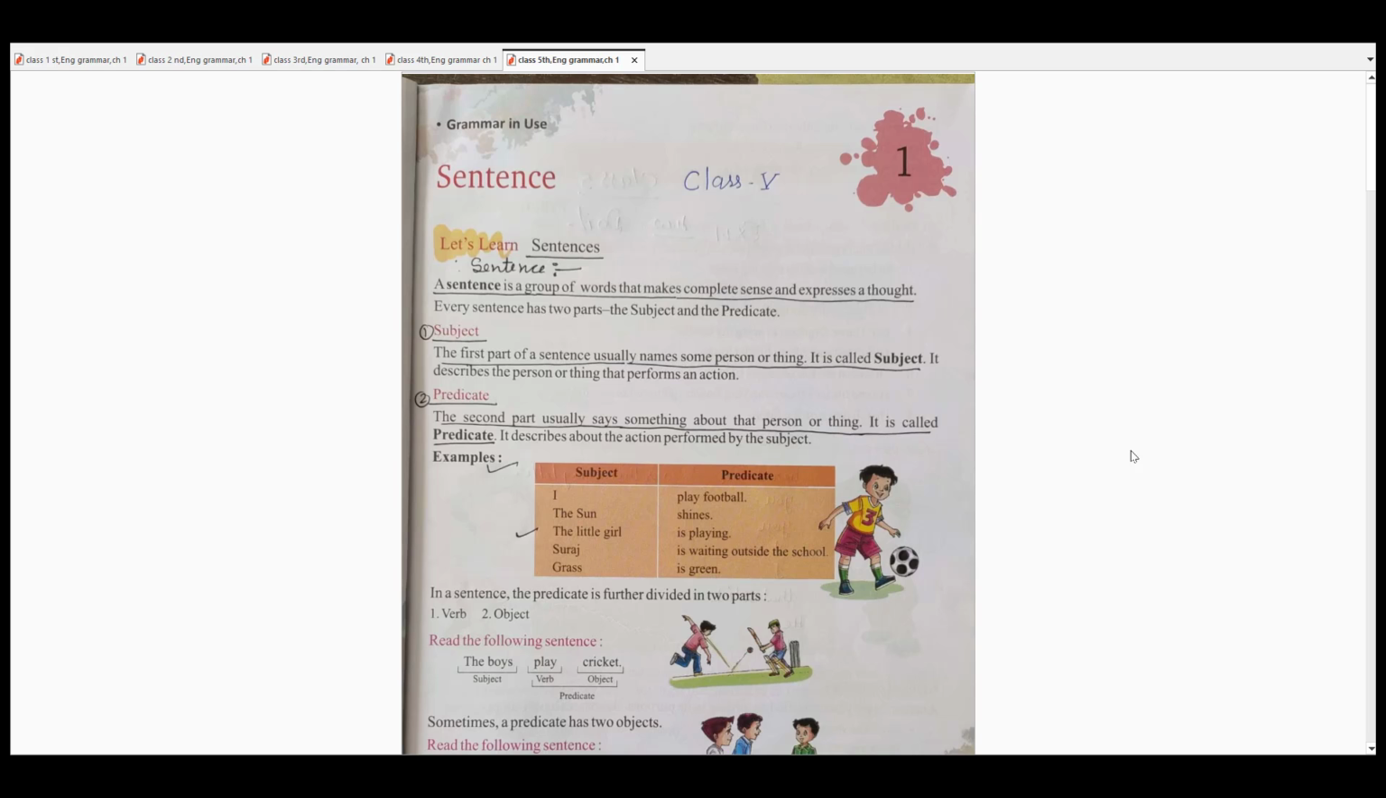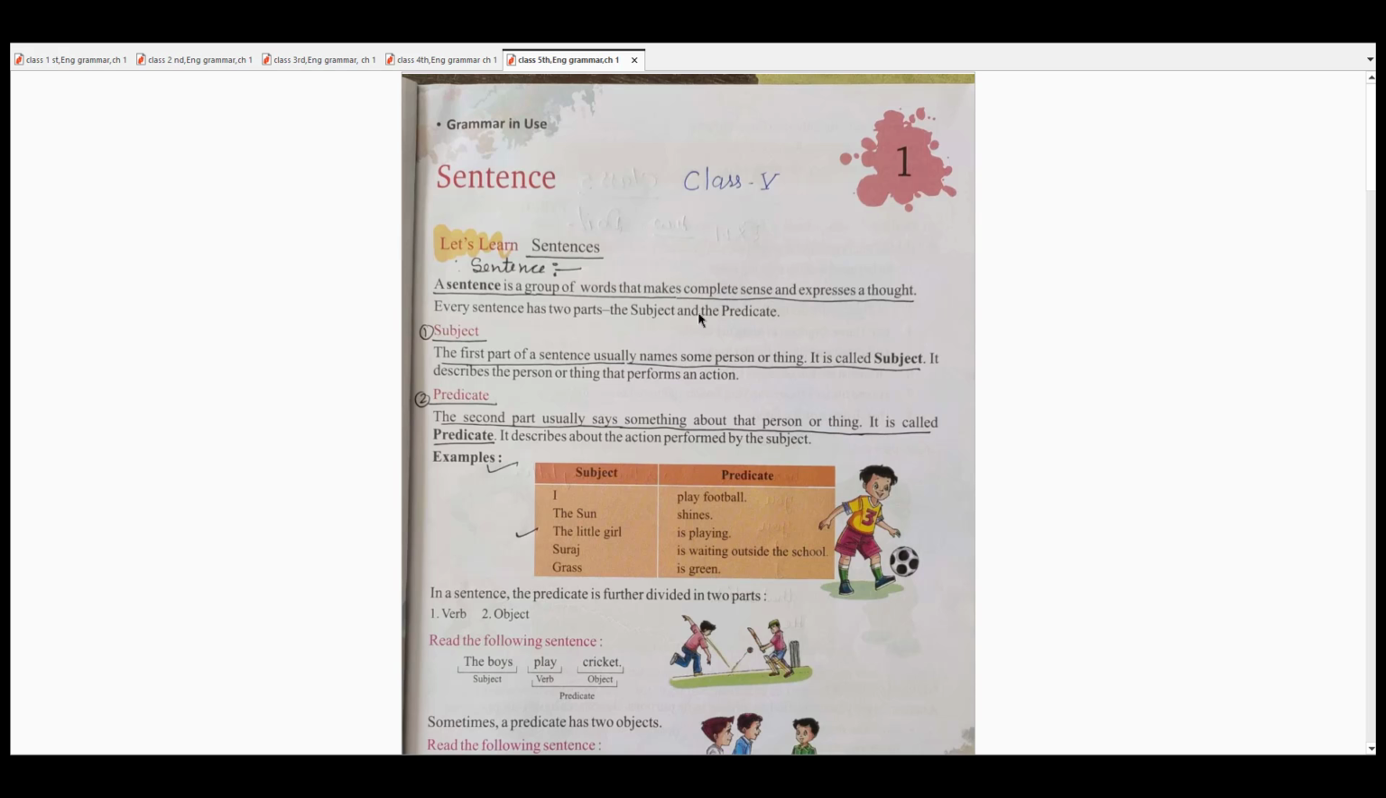The first thing is that, okay, the basic thing. The first part of the sentence usually names some person or thing. It is called subject. It describes the person or thing that performs an action. So in every sentence, we have two things. The first thing is subject. The second thing is predicate. The subject is usually the one who does the work. It can be the name of a person, place or a thing.